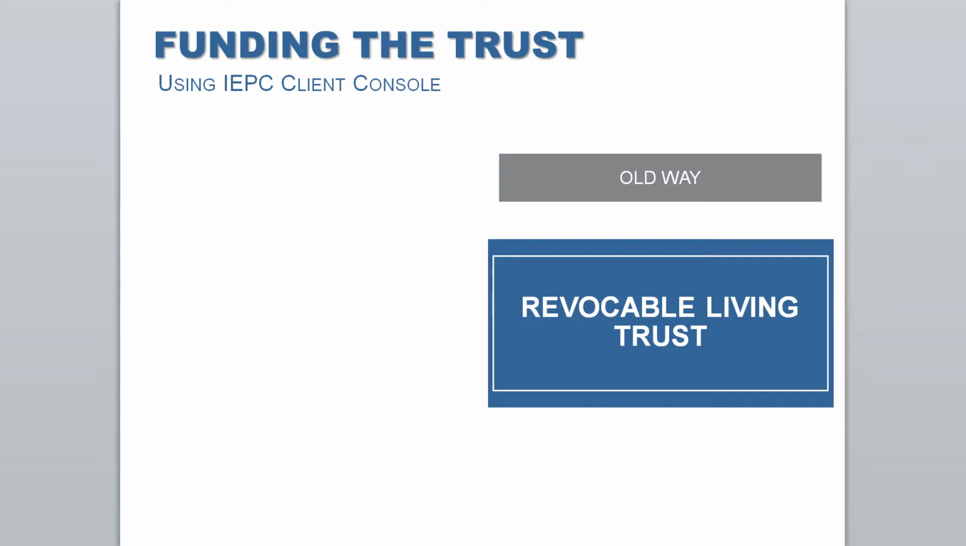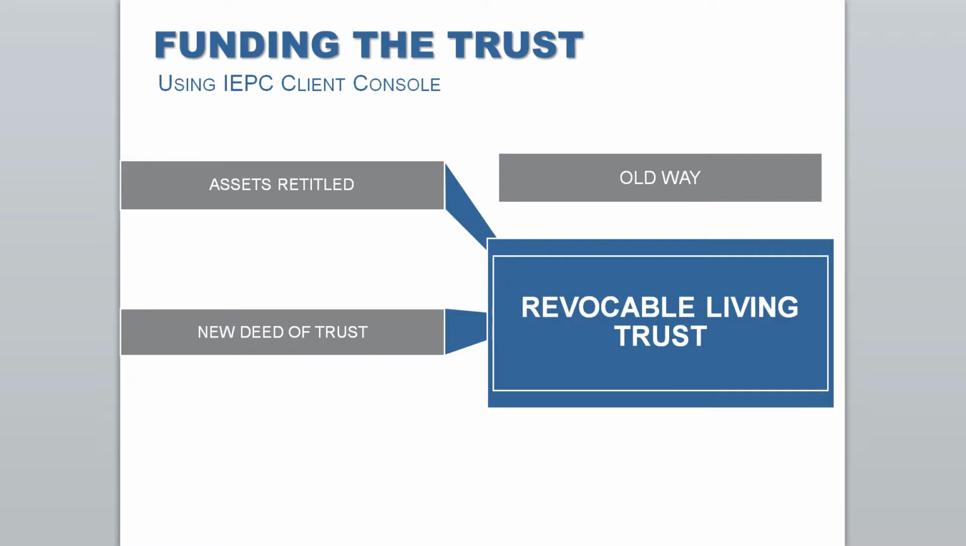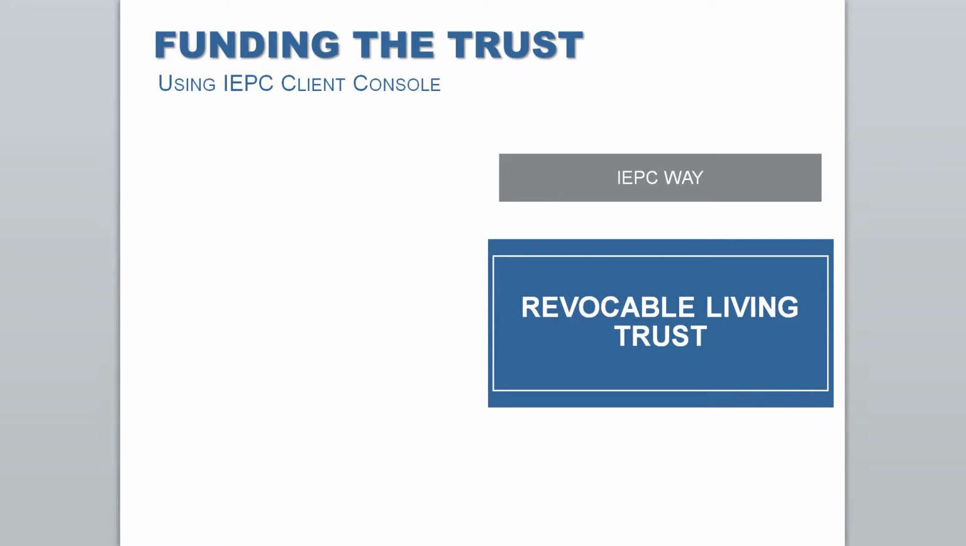Why? Because funding a trust in the traditional way is a hassle. Some assets have to be retitled, real estate assets require a new deed of trust, while still other types of assets require an assignment agreement. And you have to continue to make these changes as your clients acquire new assets, which means that many existing trusts are now outdated. With our platform, we've eliminated these problems.